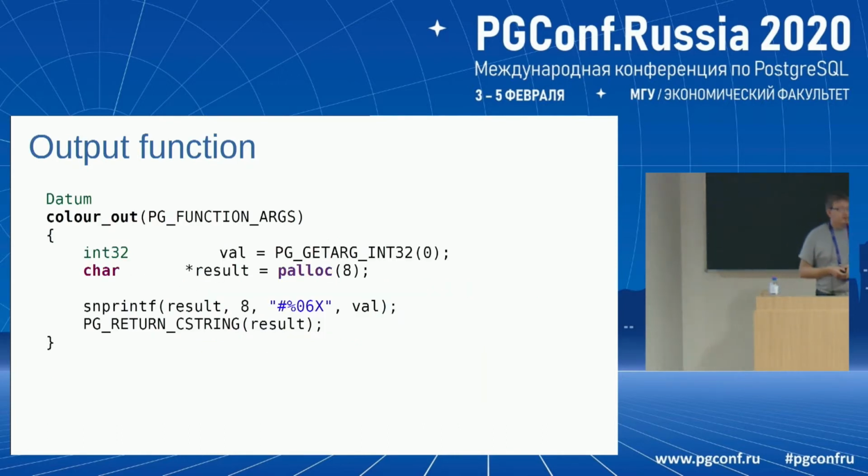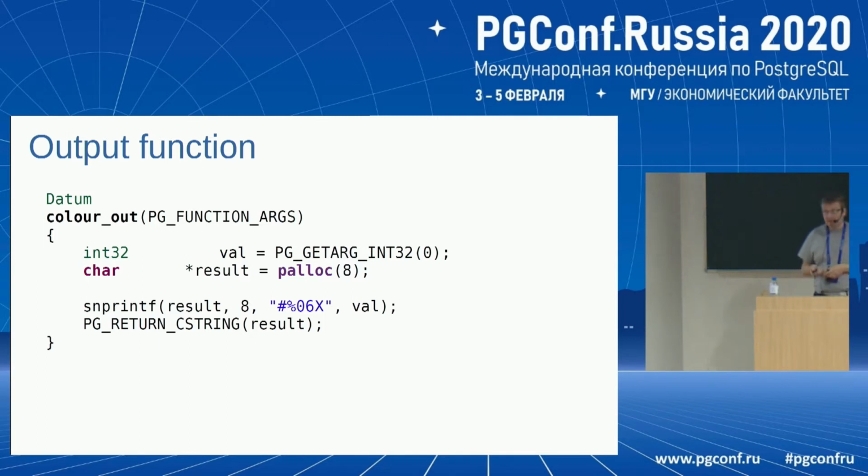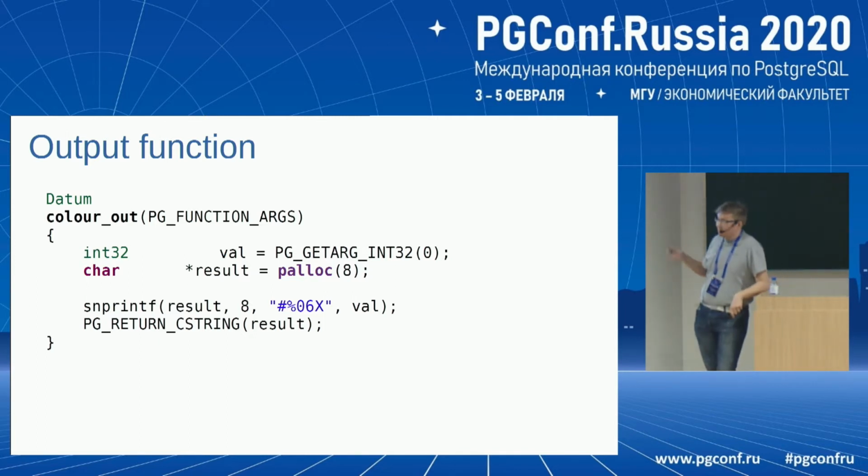The output function is also very simple. It takes an integer as an argument, and then it just prints it into text and returns that. I'm not going to go through the details of these, but I recommend if you're actually writing your own data type, you pick either these examples from my presentation, or just pick any of the built-in data types and copy-paste this stuff from them.